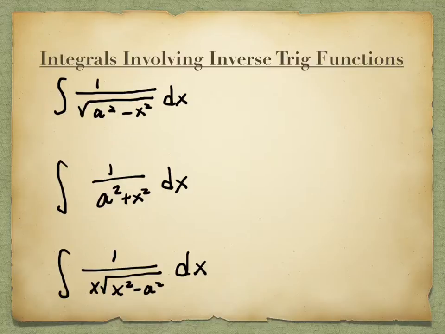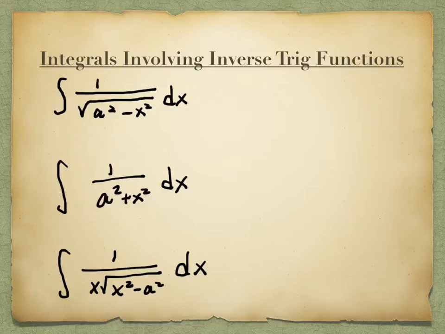What do you notice is different about these 3 as compared to the 6 that we just looked at, the derivatives for the arc trig functions? These have a's in them, don't they? What did they have on the last one? They had 1s. So this is a more general case of what those actually gave us.